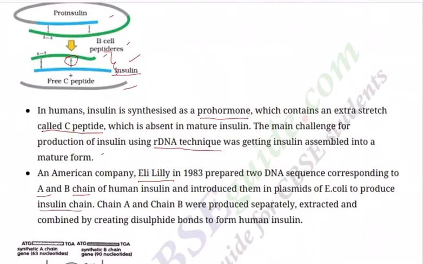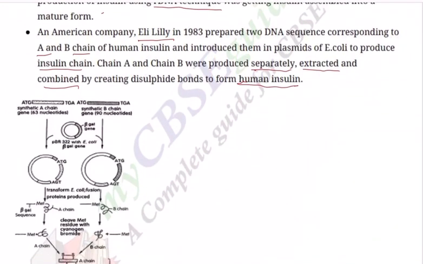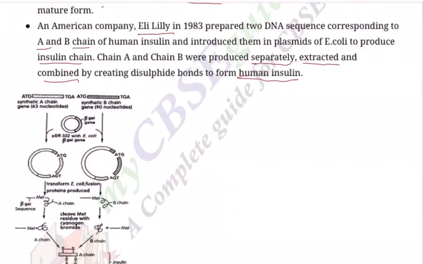Chain A and chain B were produced separately. This is important. Separately extracted and combined by creating disulfide bonds to form human insulin. So this human insulin is called humulin. So here you are seeing it: ATG, TGA, synthetic A chain gene of 163 nucleotides, and synthetic B chain having 90 nucleotides. So now there is a combination of A and B, and that is being made into a plasmid.